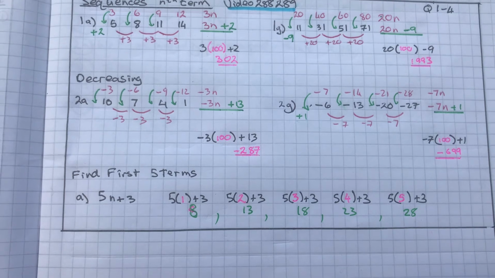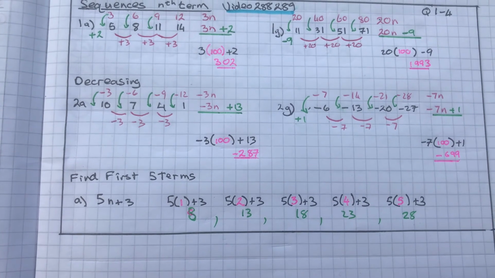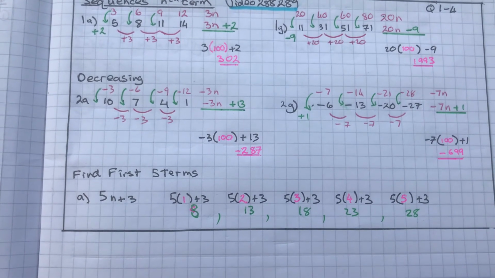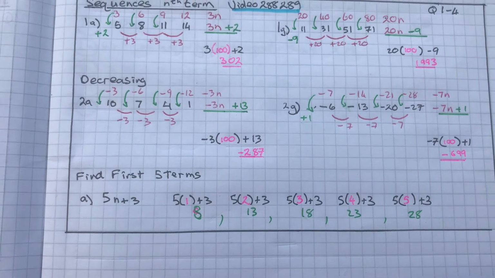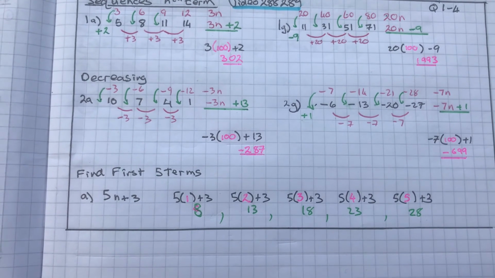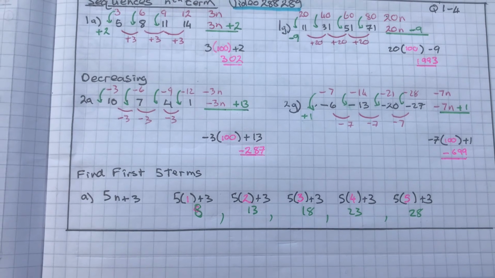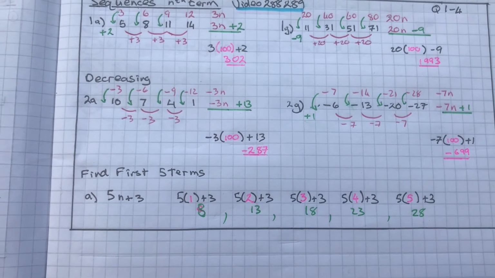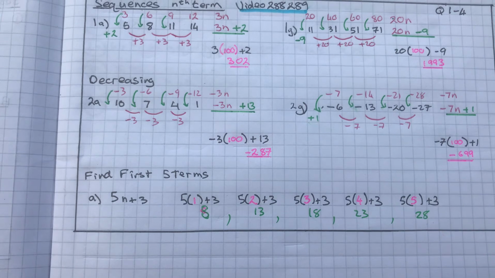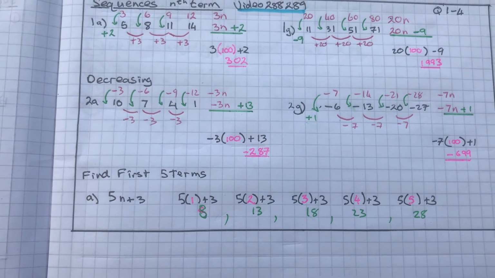After each of those 4 questions, I've found the 100th term. And by substituting, that's a heck of a lot easier than actually trying to write out 100 terms and find what they are. So for the first one, 3 times 100 plus 2, 3n plus 2, the 100th number will be 302.